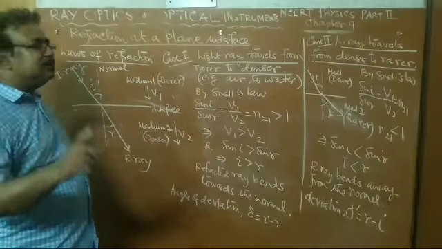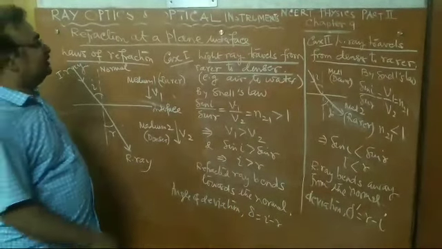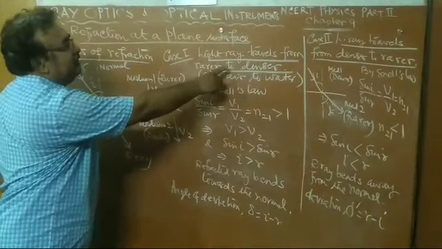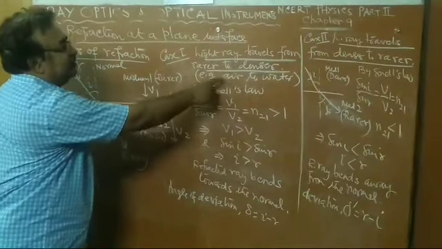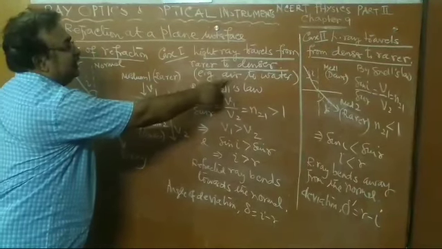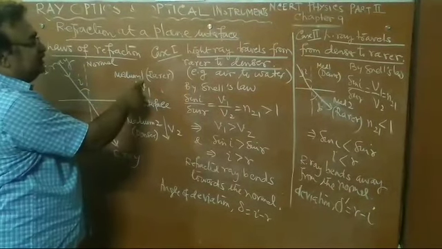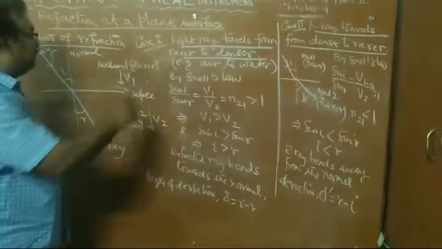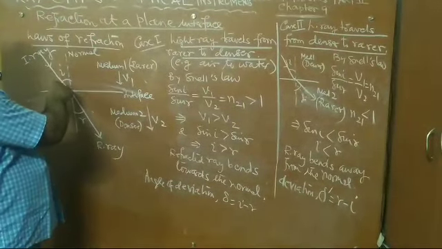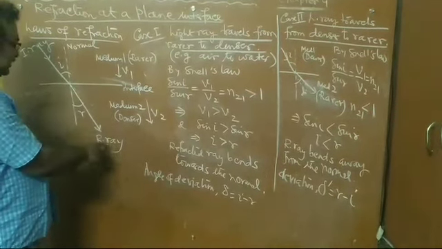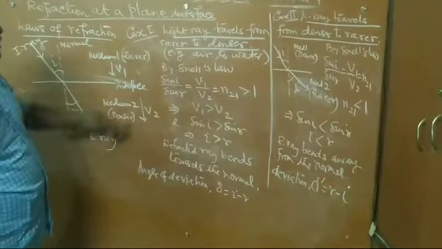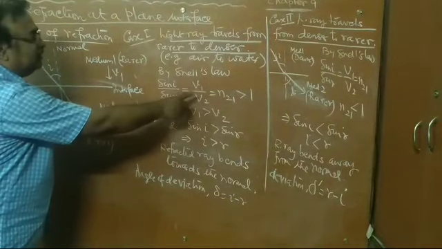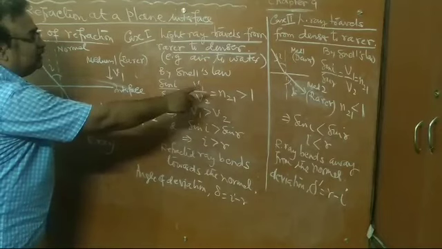Now we will discuss two cases for refraction. Case number 1, when the light ray travels from rarer medium to a denser medium. For example, say air to water. Air is medium 1, that is rarer, and denser medium 2, that is water. So this is the incident ray, angle of incidence, angle of refraction, this is the refracted ray, normal. By Snell's law, sin i by sin r equals v1 by v2 equals n21, which is greater than 1.